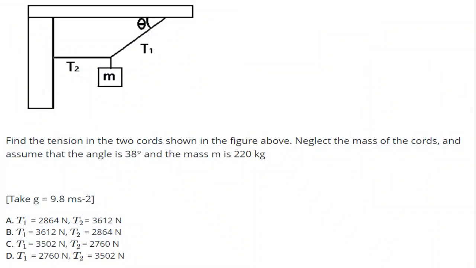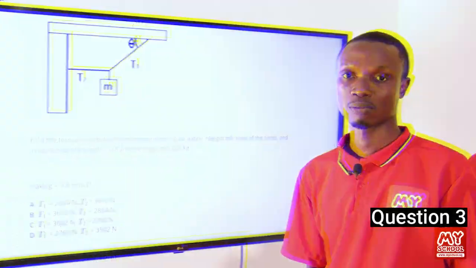So from our calculation, the correct option is option C. T1 is 3502 Newton and T2 is 2760 Newton. So option C is the correct answer.